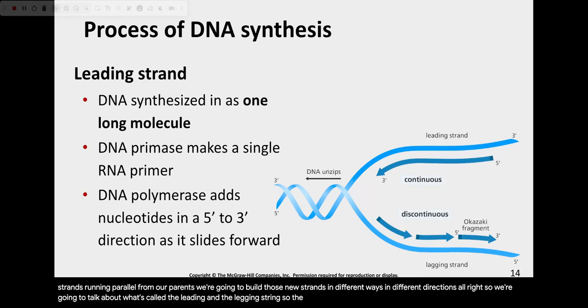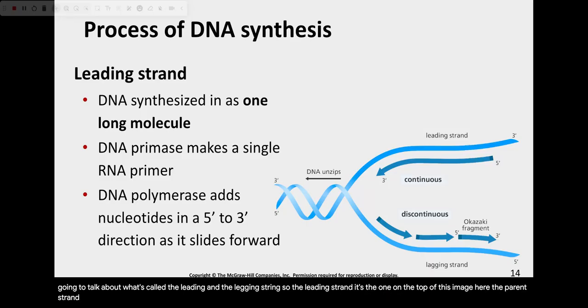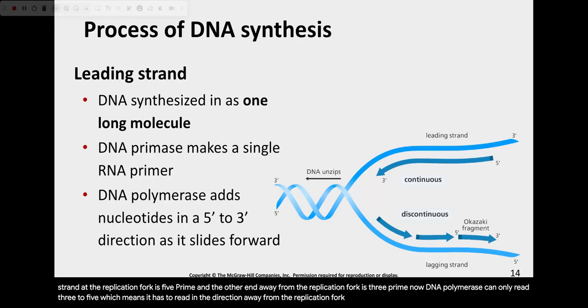So the leading strand, it's the one on the top of this image here. The parent strand at the replication fork is 5 prime. And at the other end, away from the replication fork, is 3 prime. Now DNA polymerase can only read 3 to 5, which means it has to read in the direction away from the replication fork towards the replication fork.